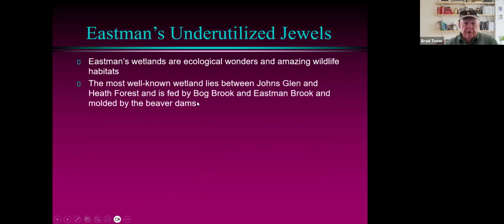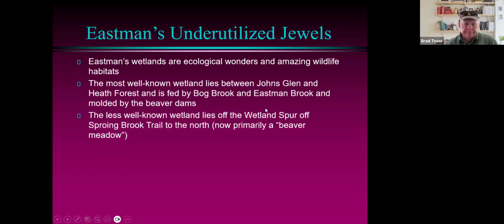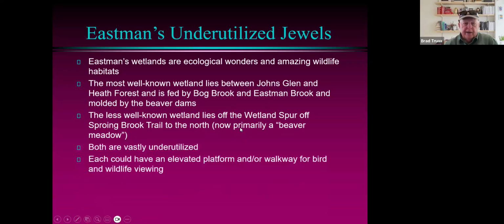We have two wetlands. The first, most well-known wetland lies between Johns Glen and Heath Forest, and it's fed by Bog Brook and Eastman Brook, and it's molded by the beaver dams that are there. The less known wetland lies off the wetland spur off Springbrook Trail on the north side of Eastman, and it's really now a beaver meadow rather than the type of wetland that we have to the south. And both of these are vastly underutilized.